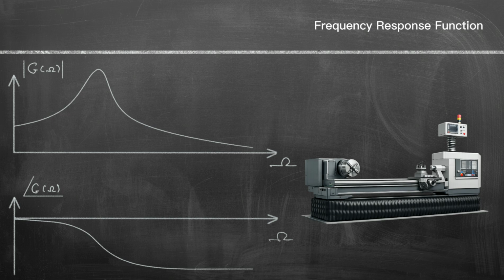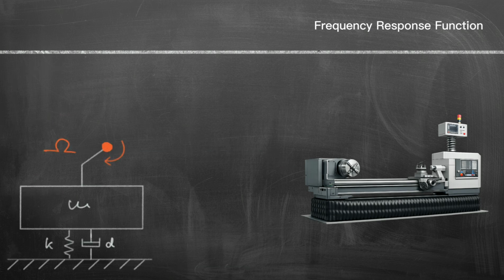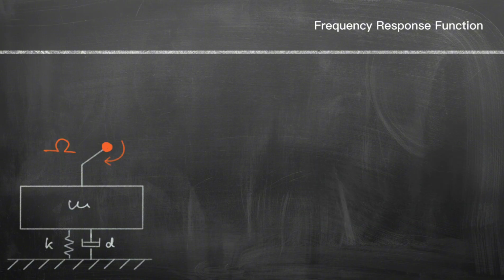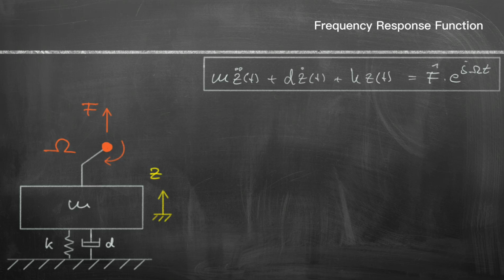The rotating machine shown here can be simplified as a single degree of freedom oscillator, which can be excited harmonically into vertical vibration by the unbalanced force. The equation of motion with the force F and the degree of freedom z is m z double dot plus d z dot plus k z is equal to F hat times e to the power of j omega t.